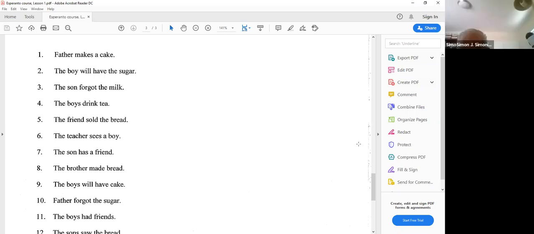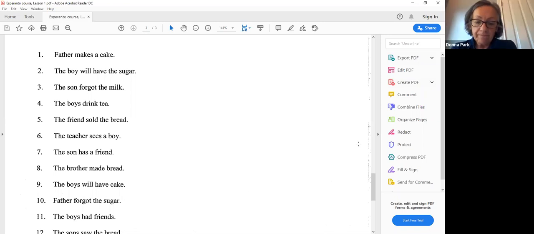Kukon means instead of kuko, N again. Why? Because it's the object. Father makes. The father makes what? If you can ask that question, what is the father making? The cake, a cake, then it needs an N on the end. So who's doing the making? The father. So no N on patro. It's just patro faras kukon. Okay? Father makes a cake.